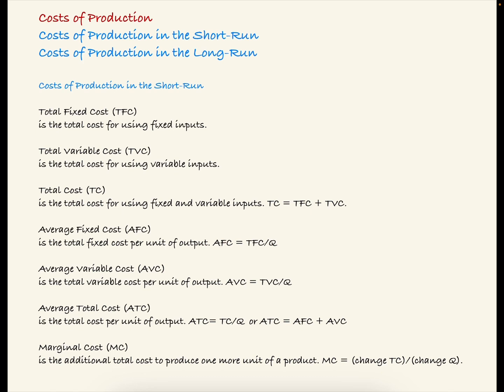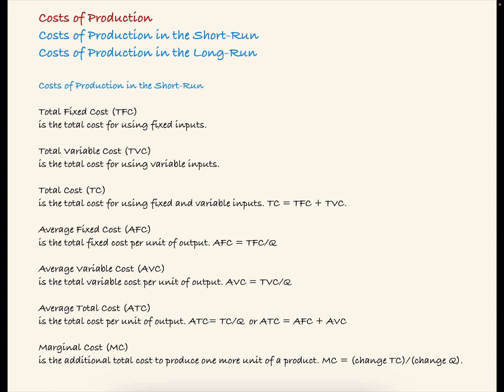Next, we have total variable cost, or TVC, which is the total cost for using variable inputs. Then we have total cost, or TC, which is the total cost for using fixed and variable inputs. TC, or total cost, equals total fixed cost plus total variable cost.